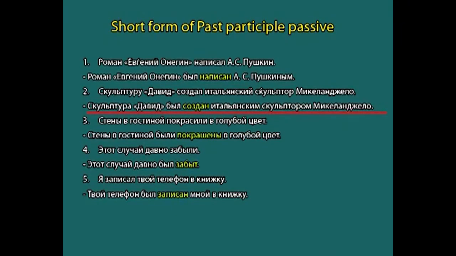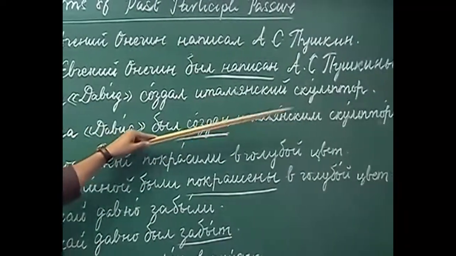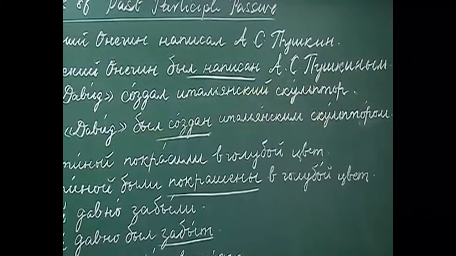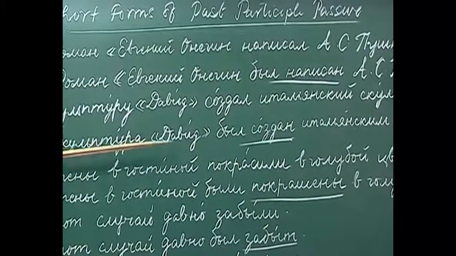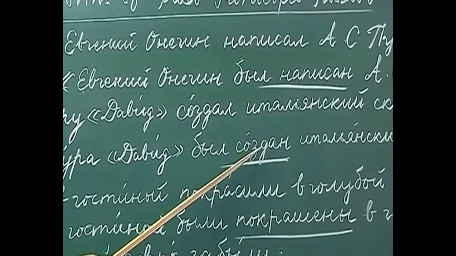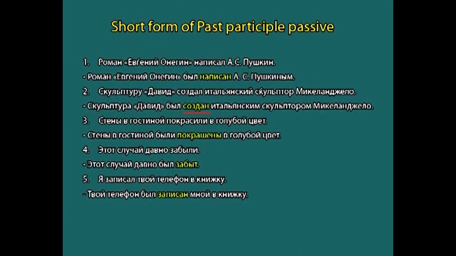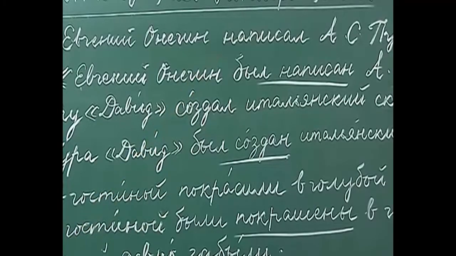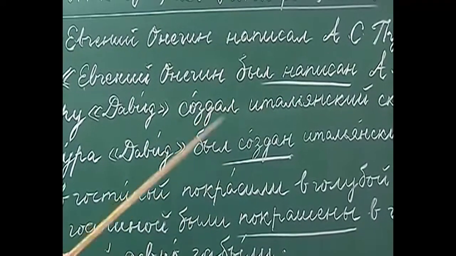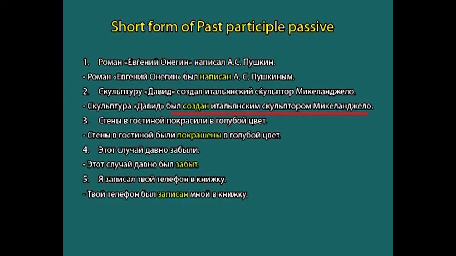Sculptura David bil sozdan italianskim sculptaram. So, the sculptura David bil sozdan. Here we are using the short form of passive participle past of the verb sazdat. And what passive participle do we derive from this verb? Sozdanni. And from sozdanni we form the short form sozdan. So, bil sozdan italianskim sculptaram.